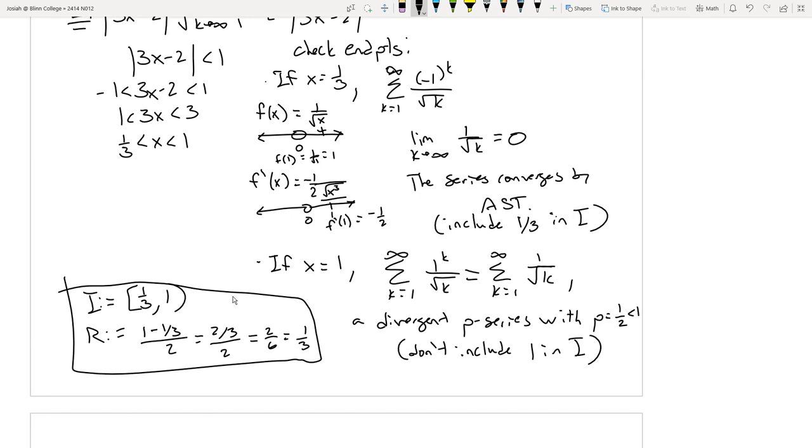Important thing to note is that whether the endpoints are included or not, the radius is going to be the same, because the radius only cares about where the endpoints are, not whether they're actually included or not.